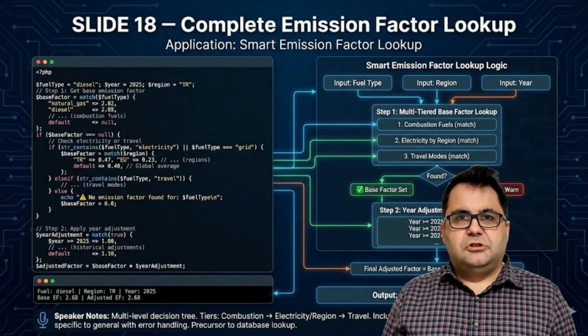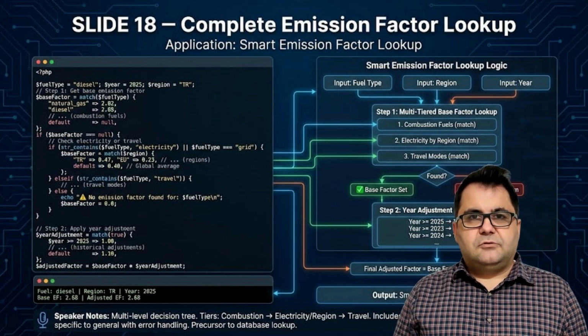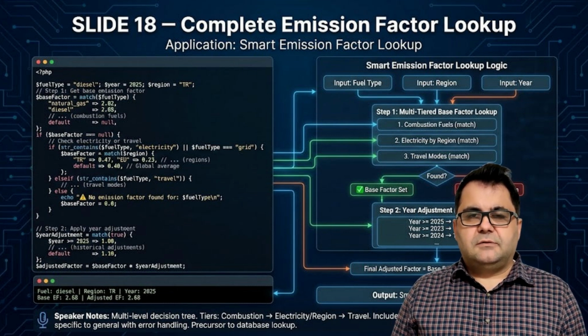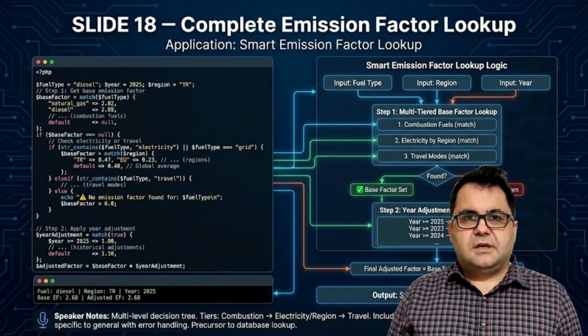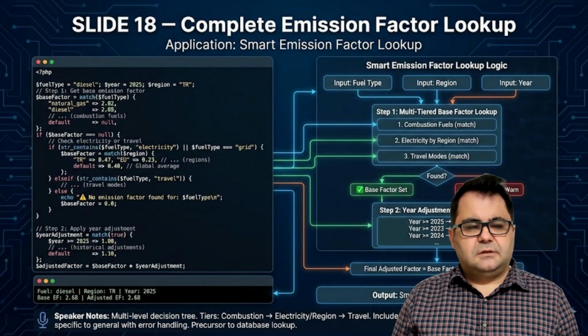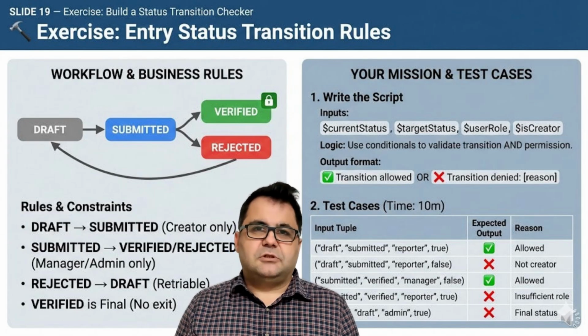This multi-level decision tree is exactly what our emission factor service will implement. The logic flows from most specific to most general, with clear error handling at each level. In our platform, this logic will eventually read from a database instead of hard-coded values, but the conditional structure remains the same. Take 10 minutes for this exercise.